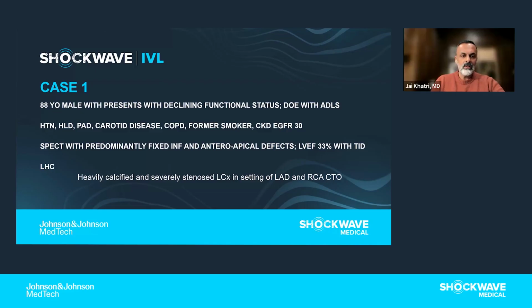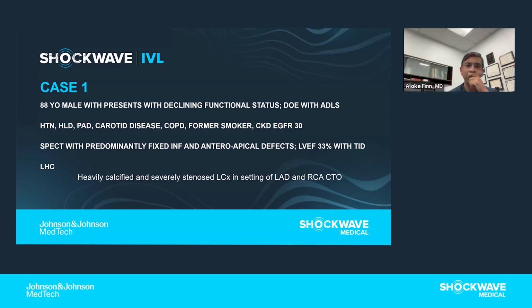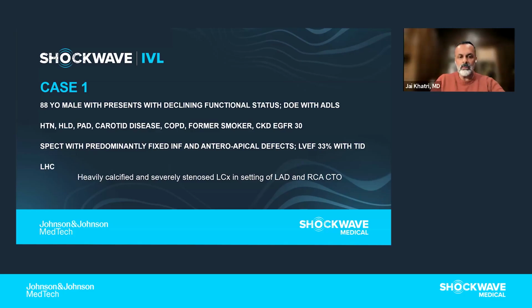The first case is an 80-year-old male presenting with declining functional status, primarily complaining of exertional dyspnea with daily activity. Has the usual slew of comorbidities: hypertension, hyperlipidemia, peripheral arterial disease, carotid disease, COPD, former smoker, and also pretty severe renal insufficiency. His GFR is only 30. His referring cardiologist had already done a nuclear stress test on him, which showed predominantly fixed defects of the inferior wall as well as the inferior-apical wall, with a depressed EF around 33% with TID.